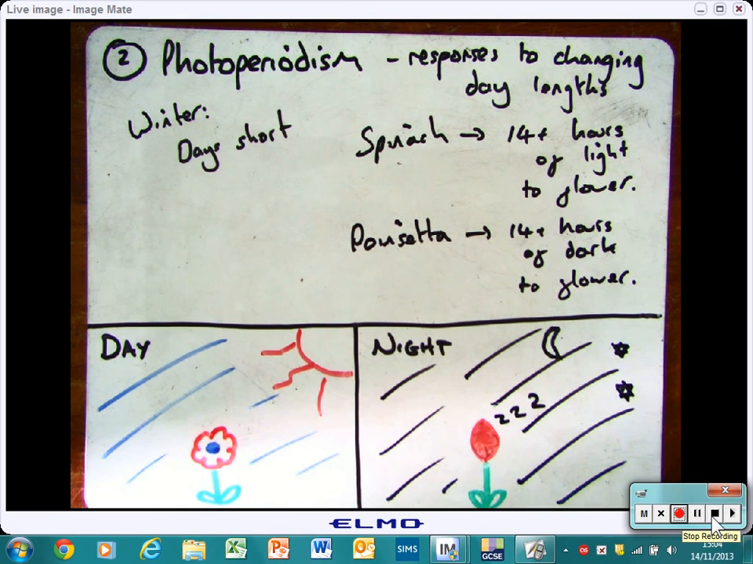So the key two things from this: photoperiodism is how plants react to the changing day lengths. It's to do with how much light there is in the day, and the plants develop to do with what insects are around and how much light there is to pollinate them. The end.